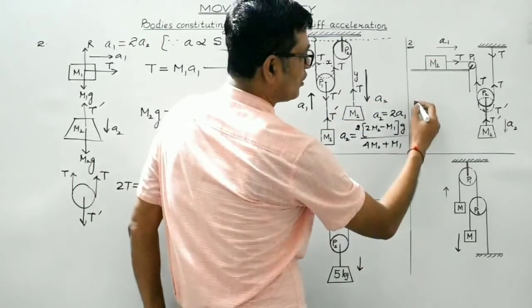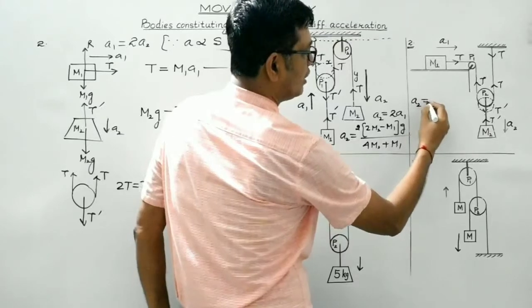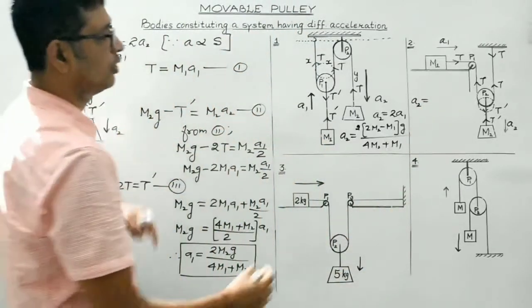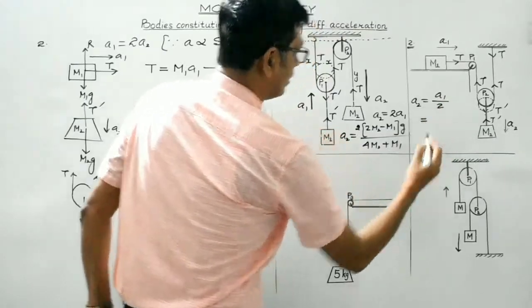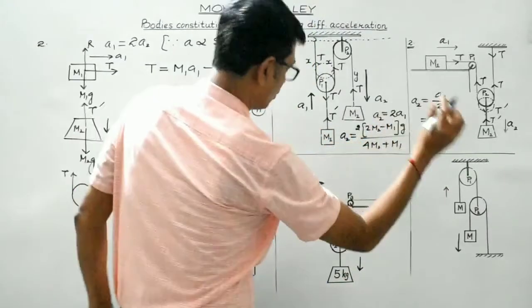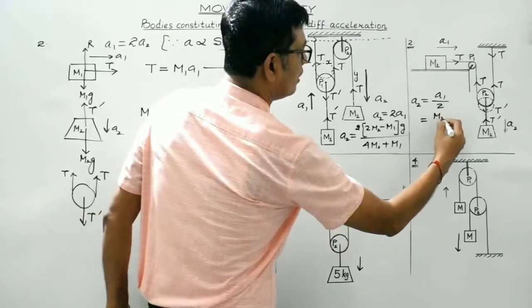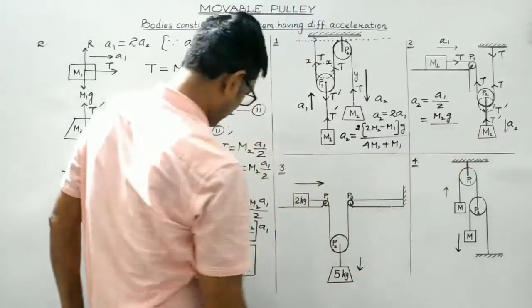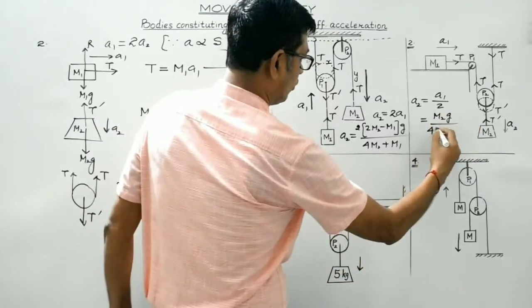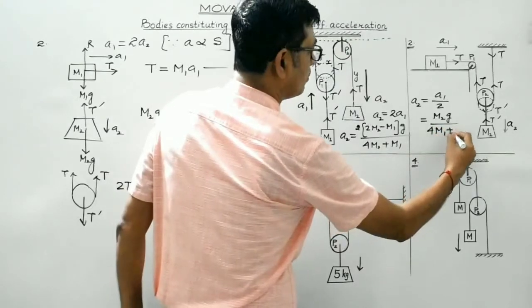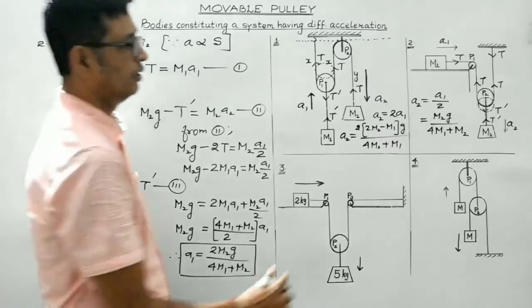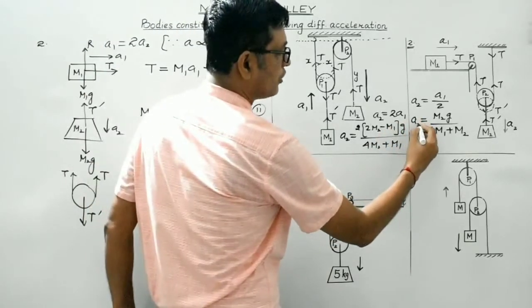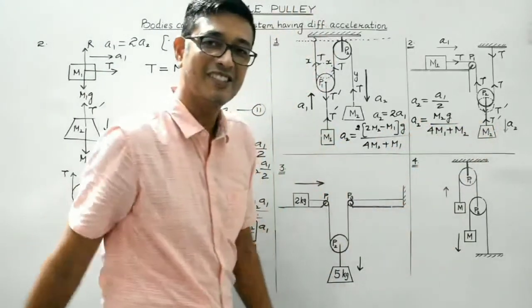What about the acceleration of the body of mass M2 then? A2 is equal to half of A1, isn't it? Substitute the value of A1 over here. So what we get is M2G divided by 4 times M1 plus M2. So this is it, students. This is the acceleration of the body of mass M2.